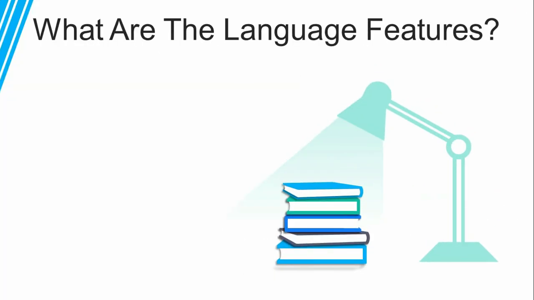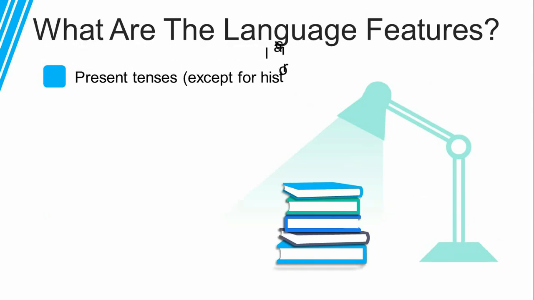And then what are the language features of the explanation text? First, you will find present tense. If it explains about the general truth or the habitual action, then you should use present tense. But if the text explains about historical topics, it means that you should use past tense instead of present tense.